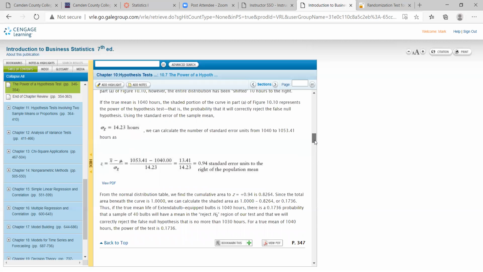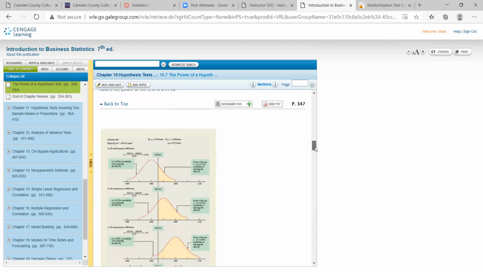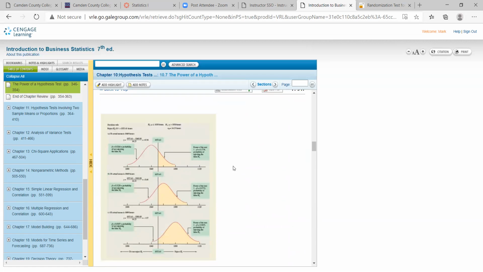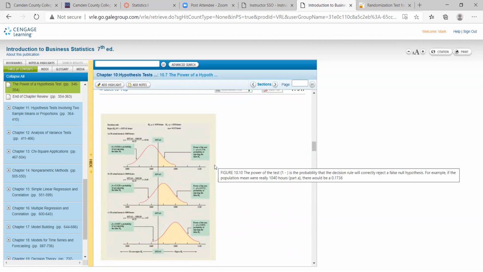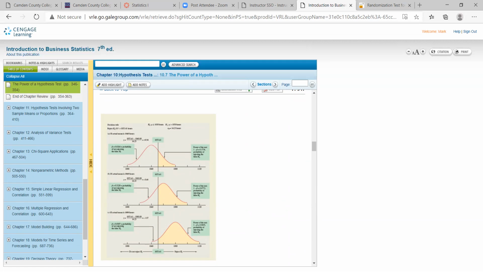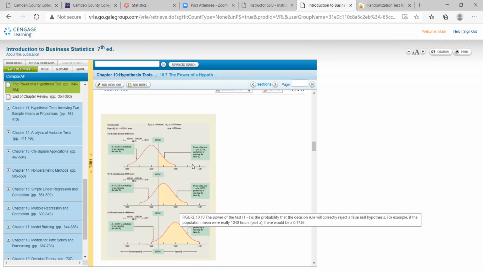So what does that mean? I don't know if we can see this too well. Can I make this bigger? This is in your book. It's in section 10.7, if you have your book with you. What page is it? 348. Thank you. 348.